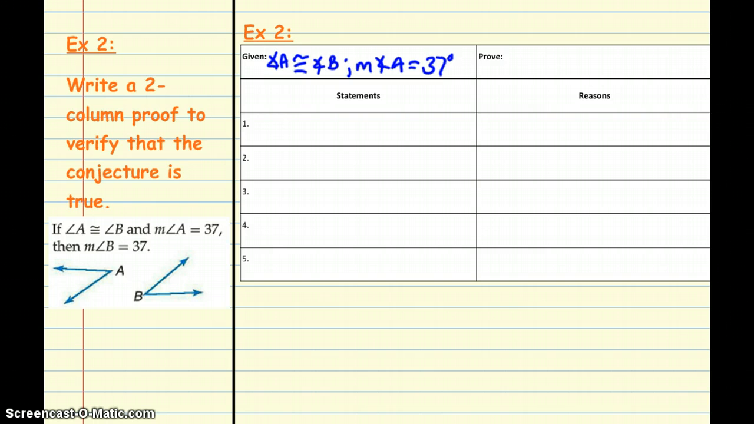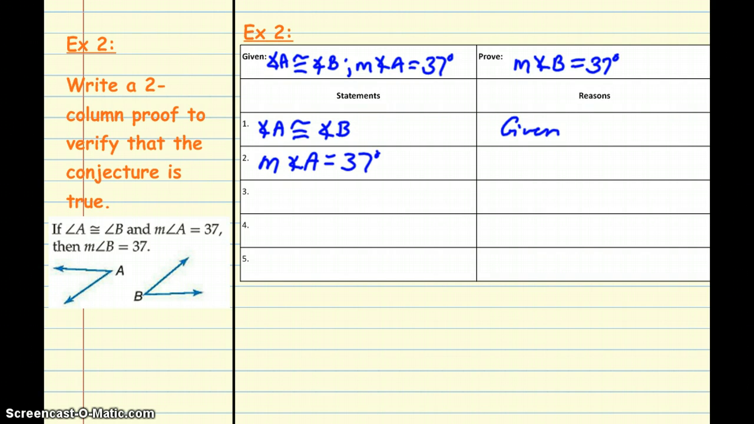Our job is to prove, using those geometric properties, that the measure of angle B is equal to 37 degrees as well. So that's our job. The first thing I'm going to do is write down my two given statements. We have angle A is congruent to angle B, that's given. And the measure of angle A equals 37 degrees, and that is also given.